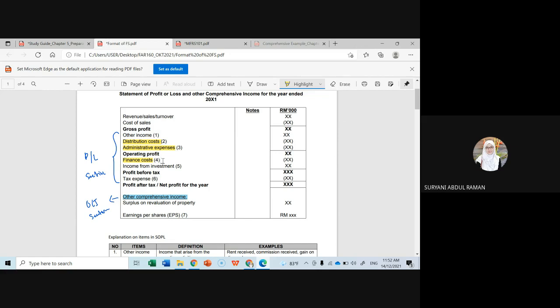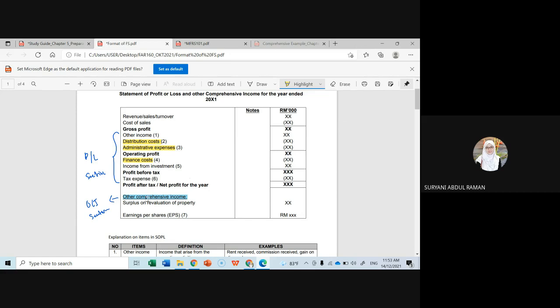The outline is a bit different. However, the content is still talking about the revenue and expenses. We are still talking about the revenue and expenses. But the arrangement is different compared to the statement of profit or loss. So you have to follow closely this format, class.